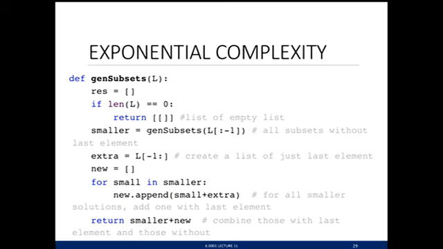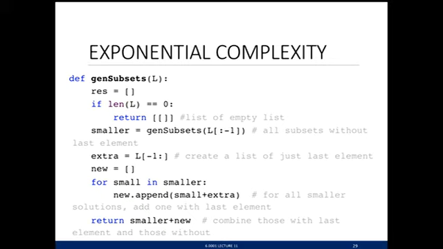Otherwise, what do I do? I take all the elements of the list except the last one, and I call it recursively. I generate all of the subsets of that. Perfect. I'm going to call that smaller. I then take the last element and I make a list of just the last element. And what did I say I need to do? I need all of these guys, plus I need all of them where I add that element in.